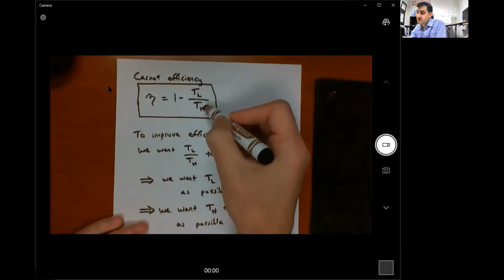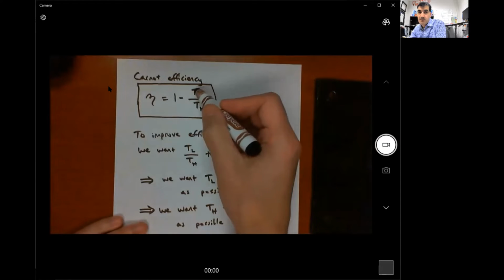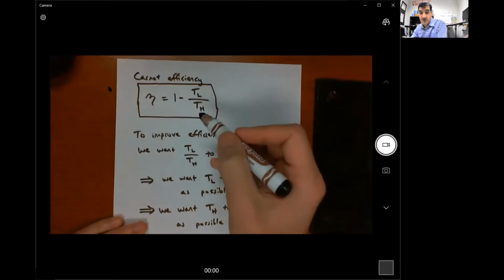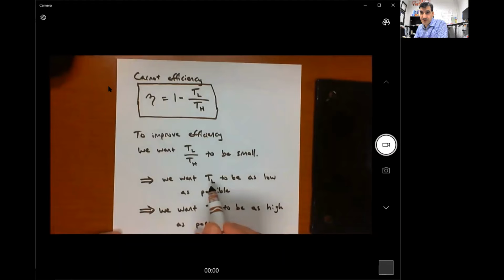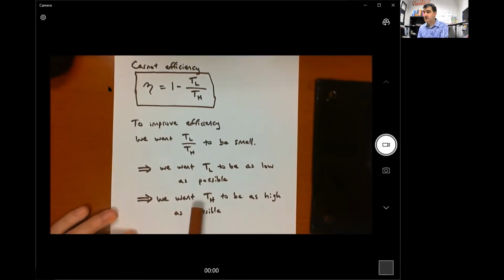And we can make this term smaller either by decreasing T low, or making T low as small as possible, or by making T hot or T high as high as possible, or both, ideally both. Some combination of these two things. All right, so the next question is, how do we do those? How do we make T low as low as possible? And how do we make T high or T hot as high as possible?